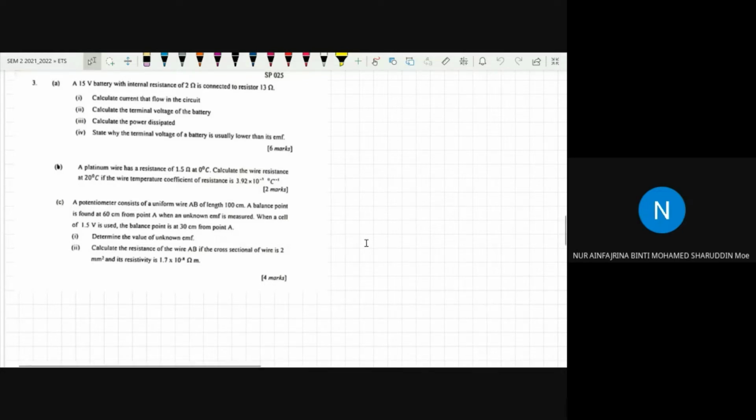Okay, try buat 3A dulu tau. Once you guys are done with 3A, tekan nombor 1 di chat box.